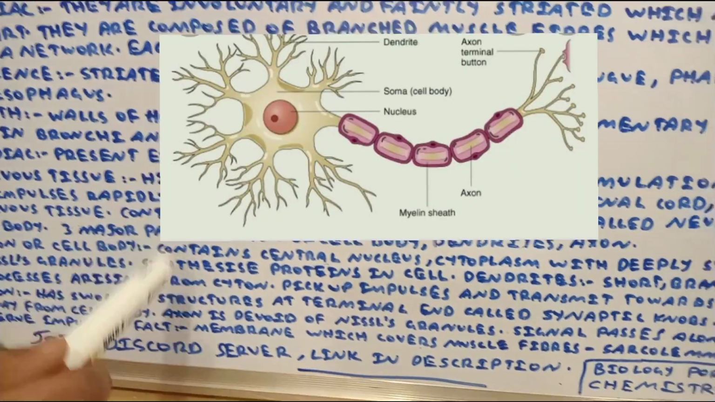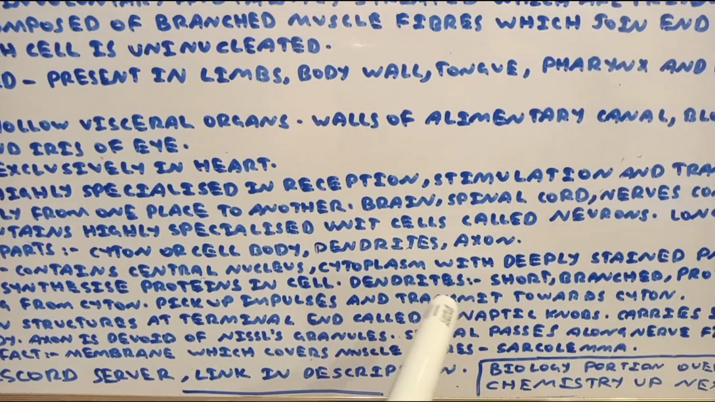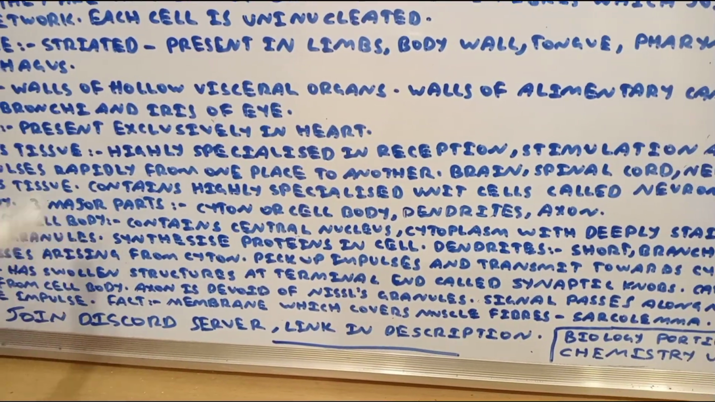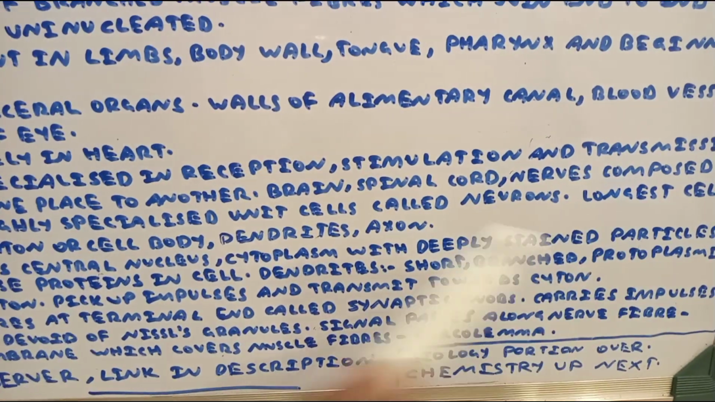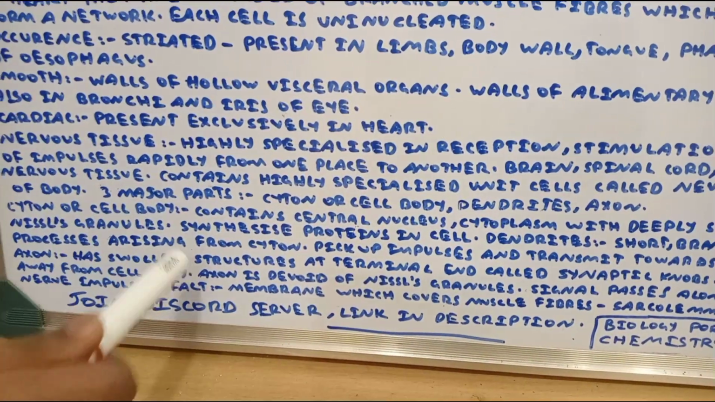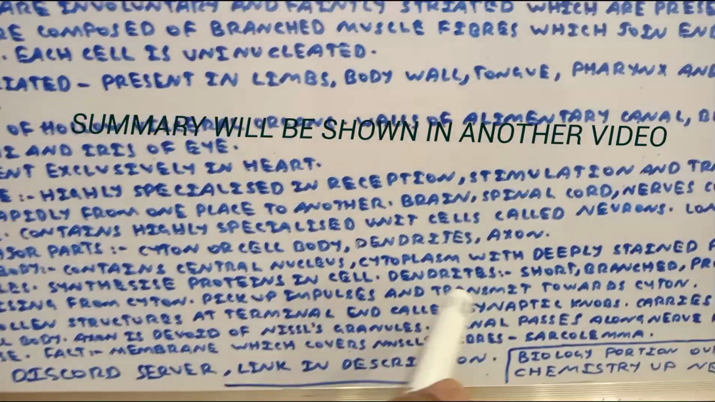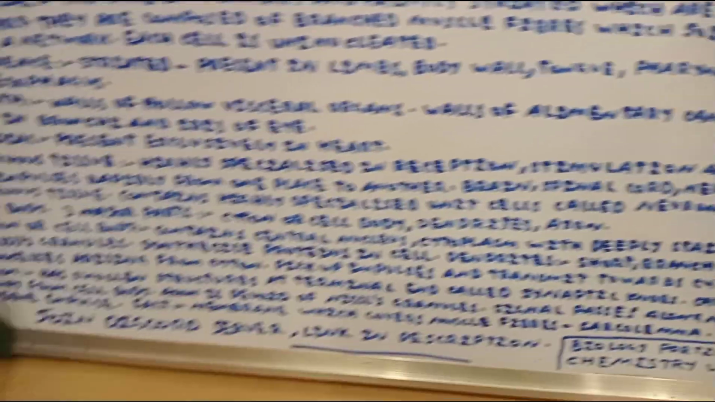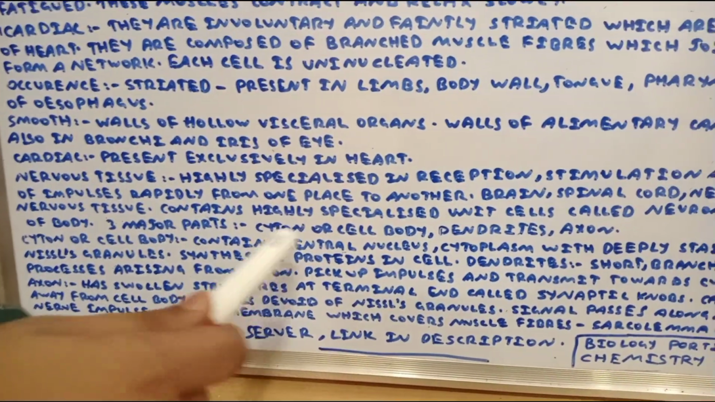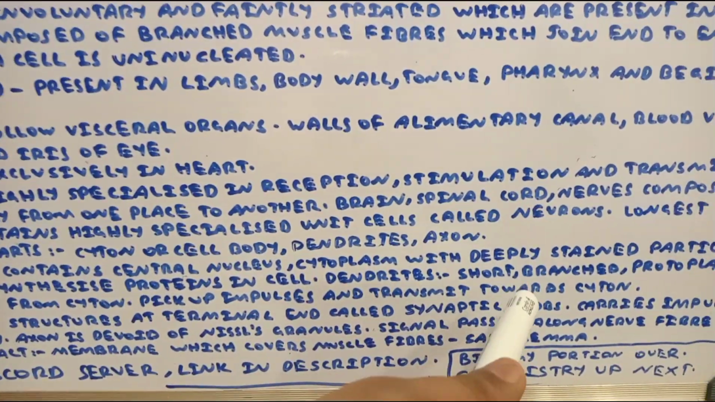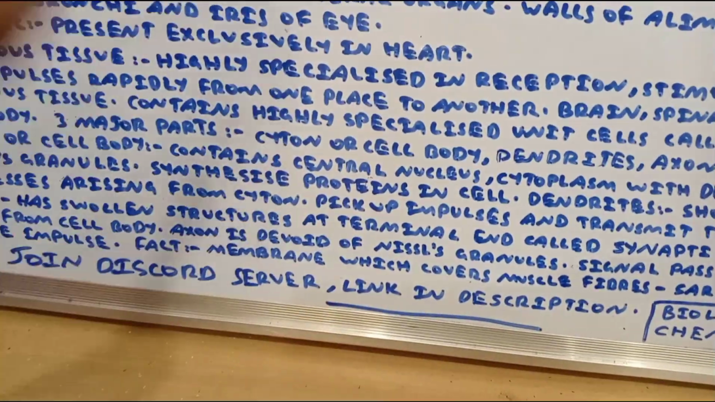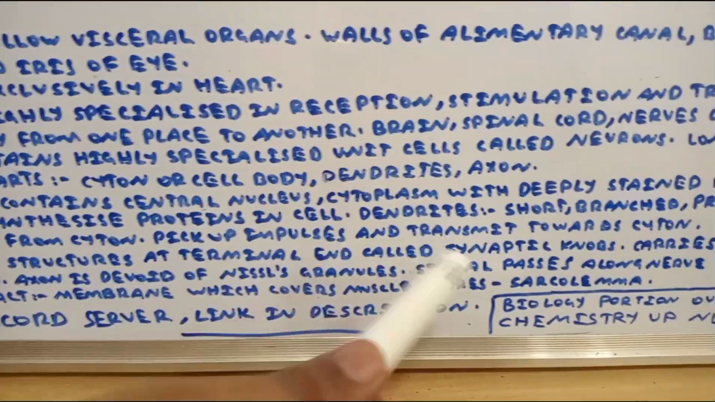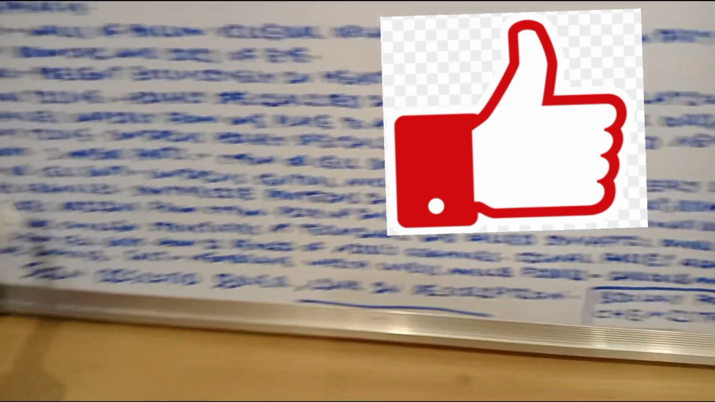Cyton or cell body contains the central nucleus, cytoplasm with deeply stained particles that are known as Nissl's granules, and it synthesizes proteins. Dendrites are short branched protoplasmic processes arising from the cyton, and they pick up impulses and transmit them towards the cyton. Axon has swollen structures at the terminal end called synaptic knobs, and it carries impulses away from the cell body. It is devoid of Nissl's granules. And the signal that passes along the nerve is known as a nerve impulse.